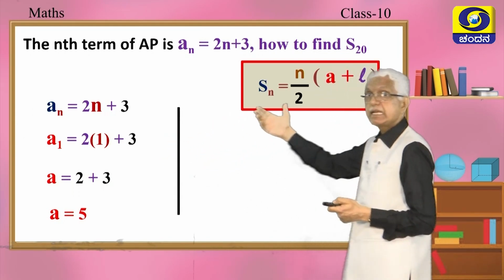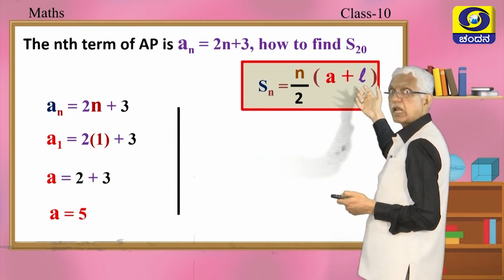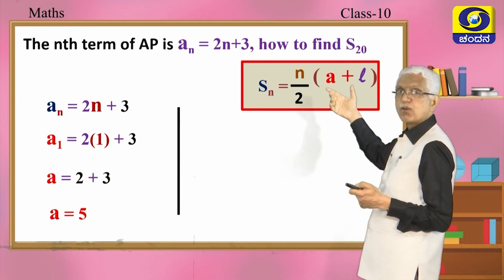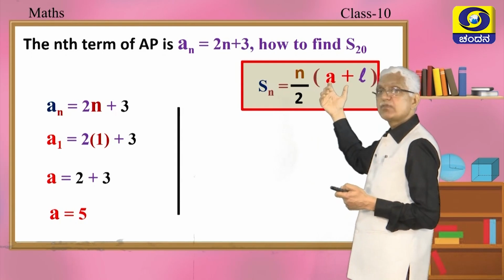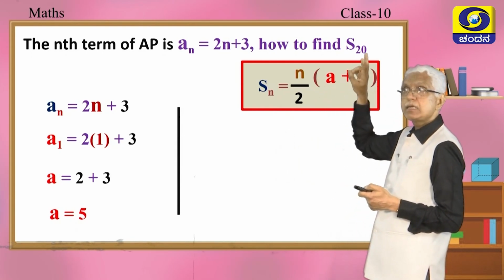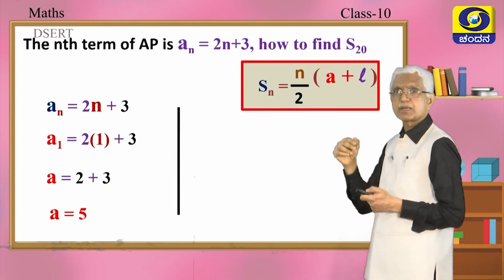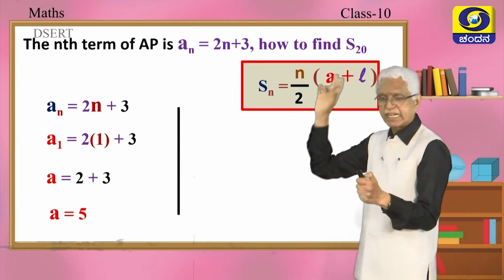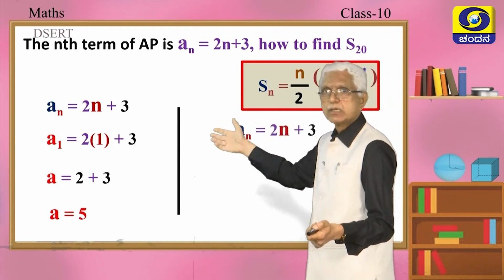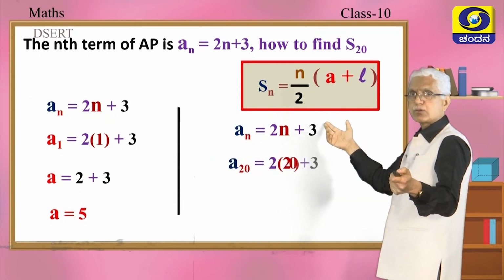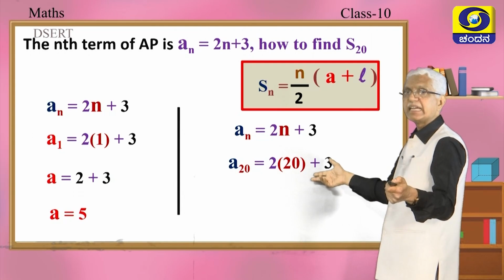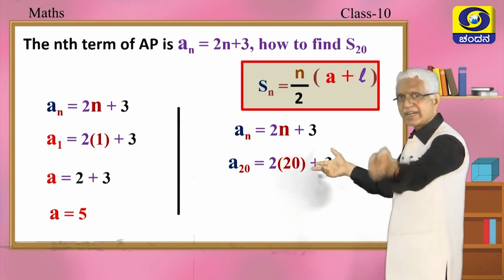Now what else do I need to know? I need to know the last term. I found out a, but I need to find out the last term l, correct? Which will be the last term? The 20th term will be the last term. So l is nothing but a20, understood? So a_n is 2n plus 3, and as I told you, my dear children, the last term is nothing but the 20th term.